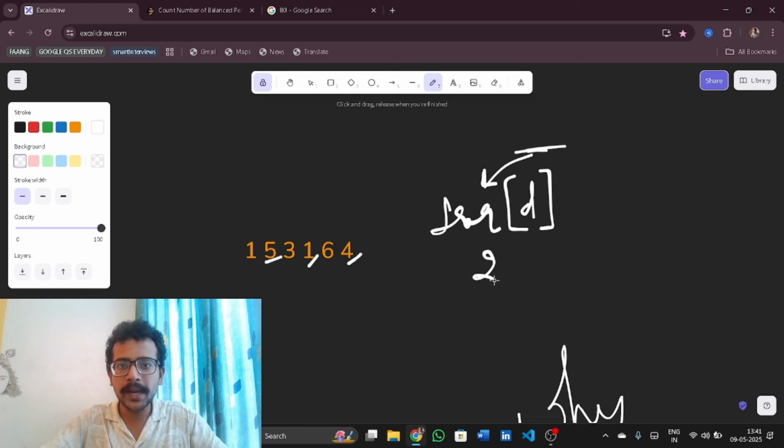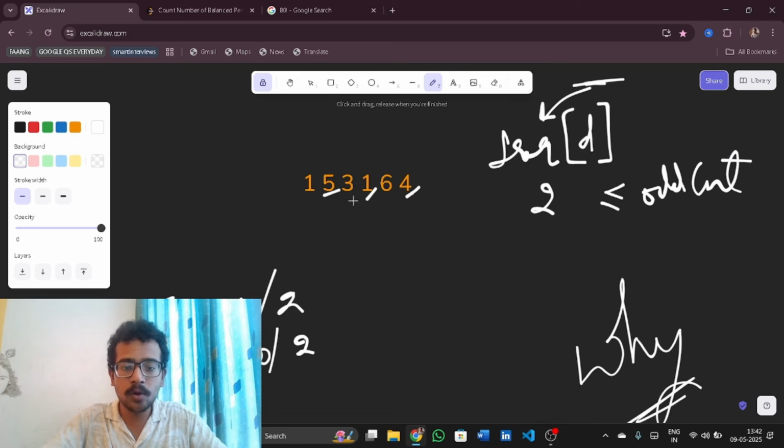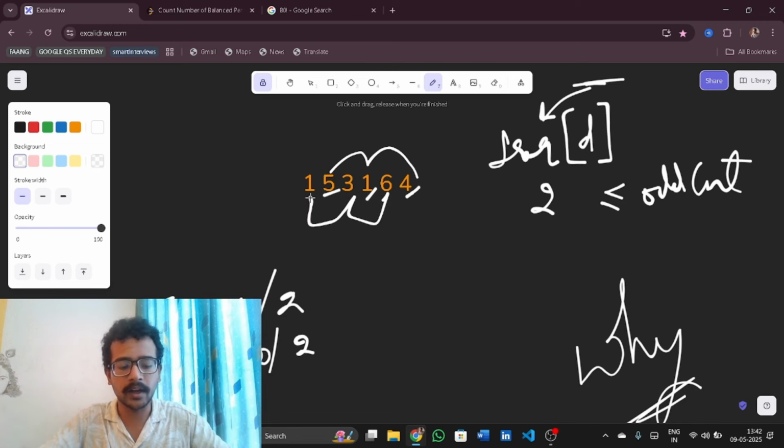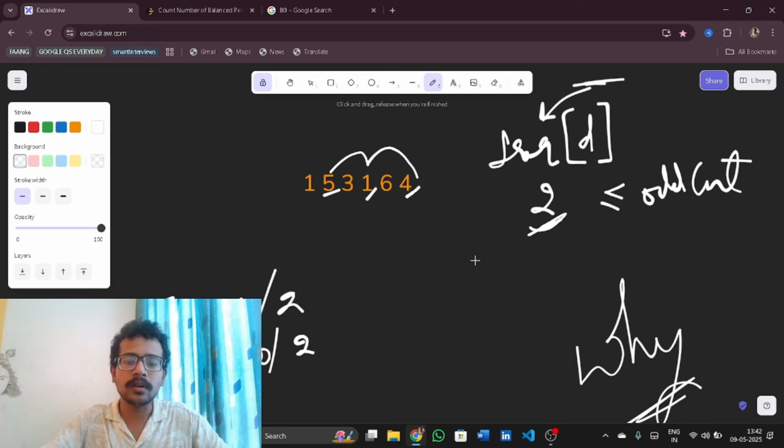Now, I have to place it if it is less than the odd count, right? Odd count is nothing but 3. That means I only have 3 places to place the odd sums. But in your mind you are wondering, what about even places? I'll get there. Odd count, 2 is less than or equal to odd count. So I can take this 2, or I can take 1.